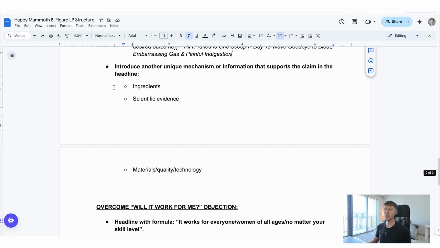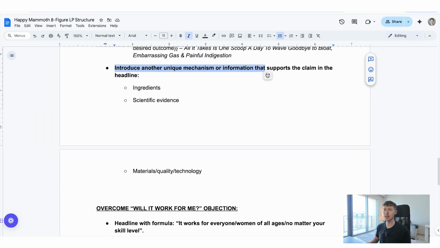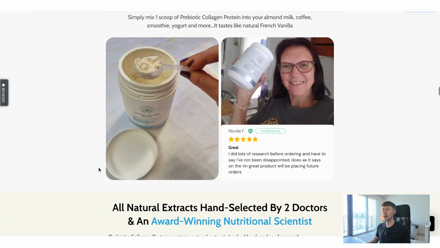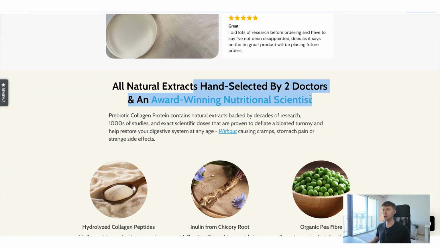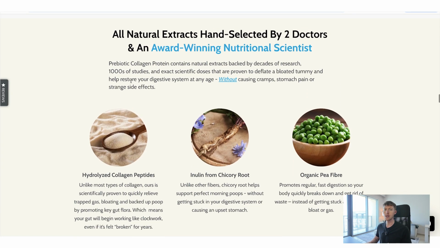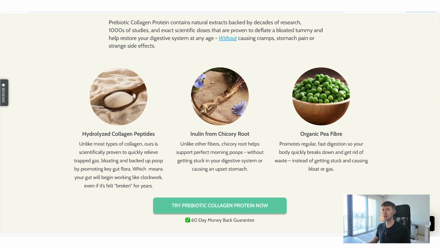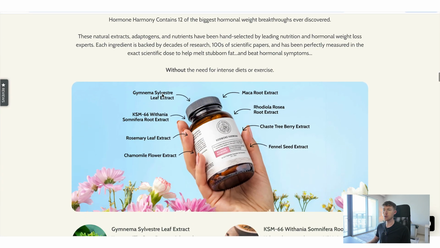After that, we want to introduce another unique mechanism or information that supports the claim in the headline. We want to talk about the ingredients, the scientific evidence, materials, quality, technology, right? Here we have all natural extracts hand selected by 2 doctors and an award-winning nutritional scientist. So we have ingredients, we have authority, right? We have a lot of trust that's being conveyed here. Another example is this infographic, showing the ingredients.